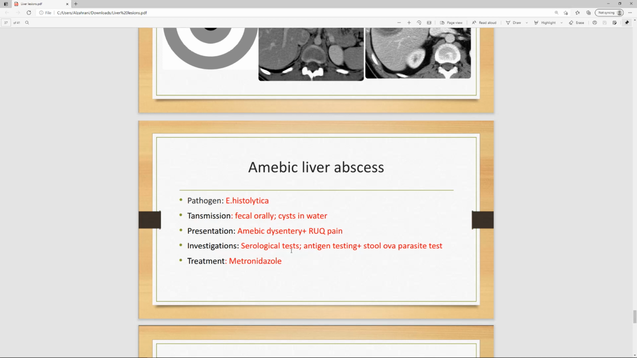Investigation: serological tests. What are you looking for in the blood? Look for antigens for amoeba, and in stool look for parasites, cysts of Entamoeba histolytica. How do you treat it? With metronidazole.